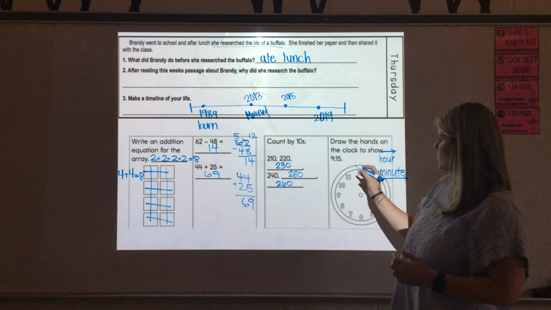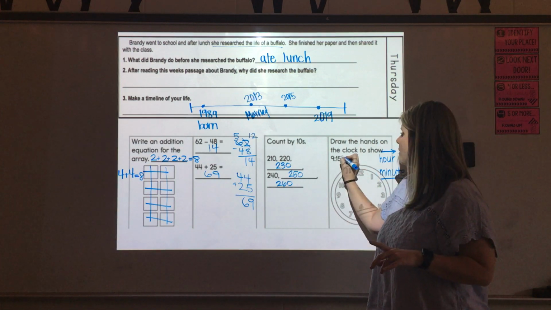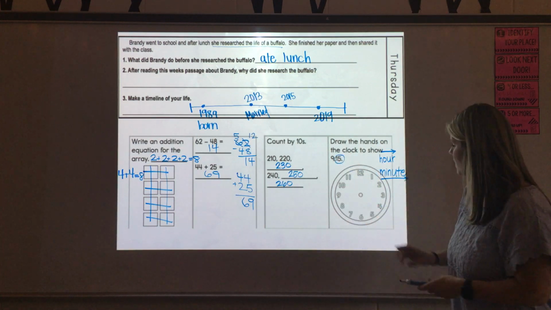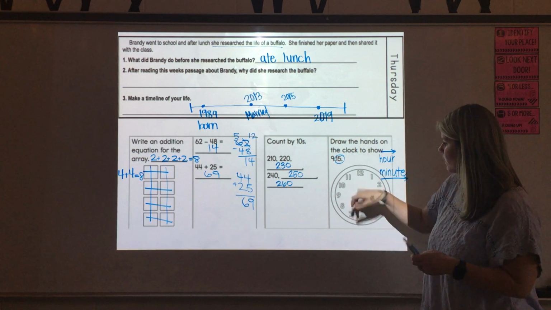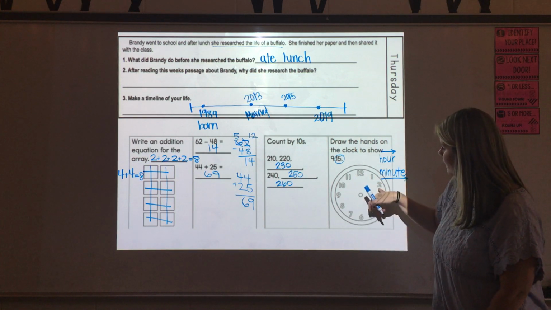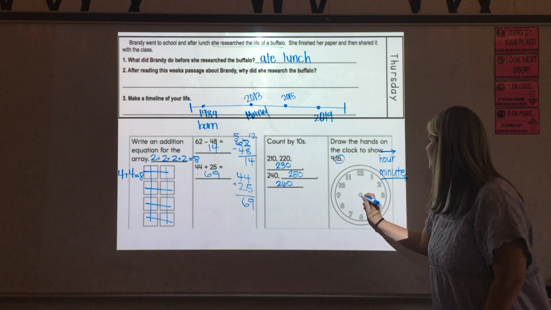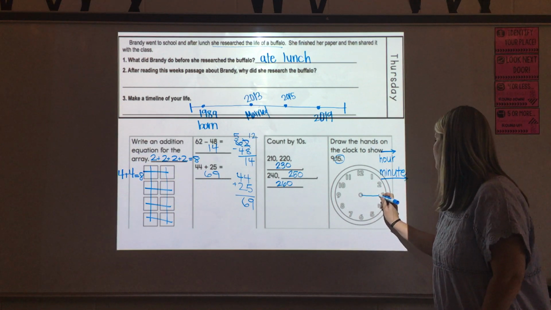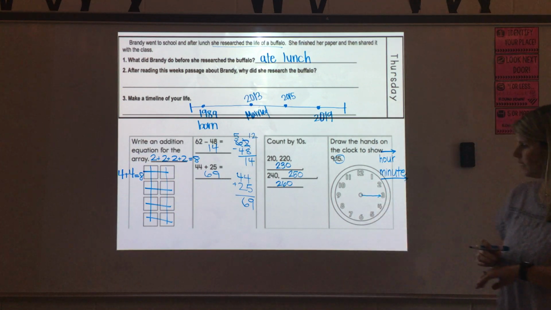So let's get started with our minutes first. Our minutes is 15, which I know I count by fives for my minutes around the clock. So I've got 5, 10, 15. So my longer minute hand is going to point at that 3.